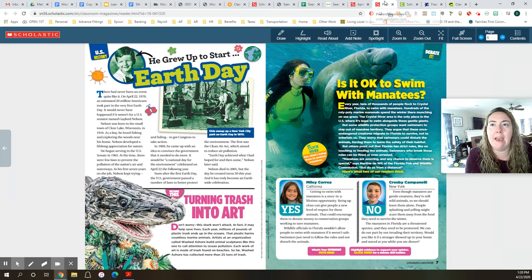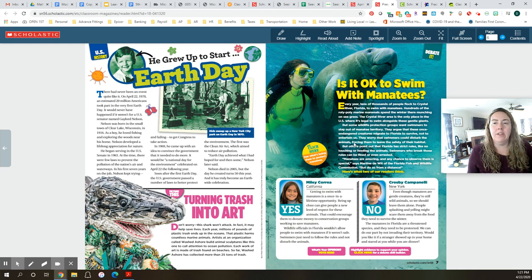So, yes, it's okay to swim with manatees. Well, let's go back and see what some reasons might be for wanting to swim with manatees. So, Miley says, yes, people should be able to swim with manatees because it's a once-in-a-lifetime opportunity. Being up close can give people a new level of respect for these animals. That could encourage them to donate money to conservation groups working to save manatees. Miley says it wouldn't be allowed if it weren't safe. Swimmers just have to follow the rules.